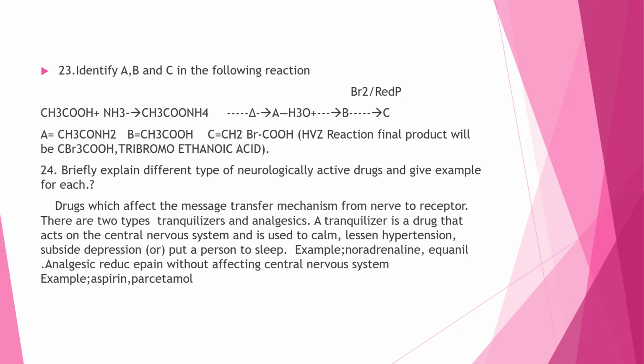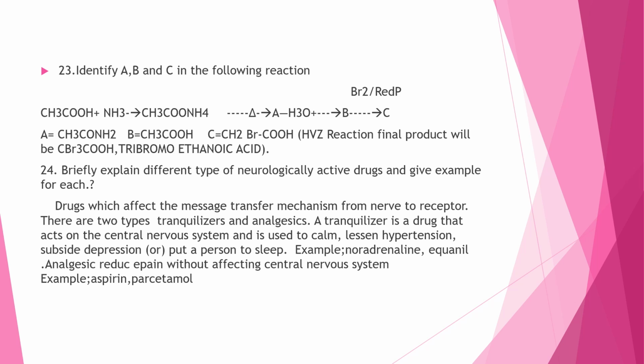Then the second step is the treatment of the carboxylic acid with bromine and red phosphorus. Here the carboxylic acid contains alpha hydrogen, so it will undergo HVZ reaction, otherwise it will form acid chloride. In this condition, this is an acid with alpha hydrogen, so the final product will be tribromoethanoic acid.